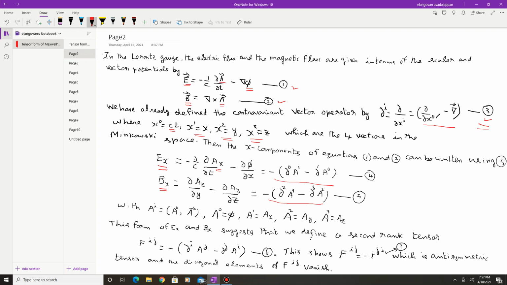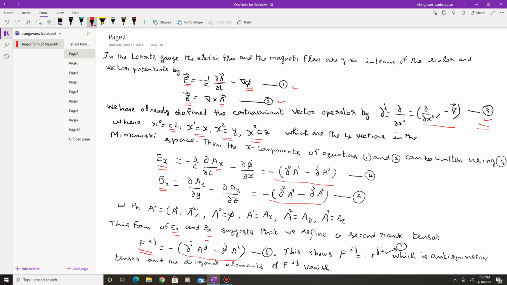Now this form of E_x and B_x suggests that we define a second rank tensor. We are going to define this tensor F^ij. This is second rank because there are 2 indices i, j. So this is a second rank contravariant tensor. This is defined by minus (d^i A^j minus d^j A^i). So the negative sign is outside; this is a bracket, and the minus can be taken outside.